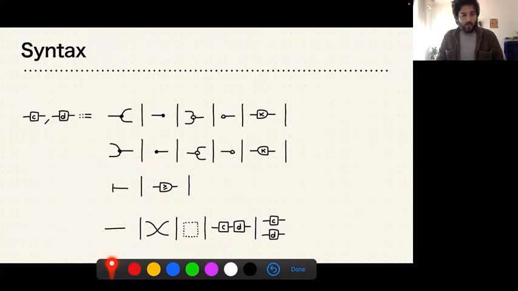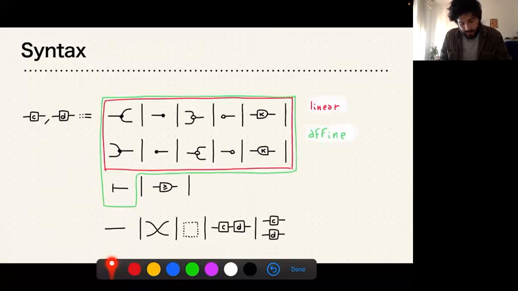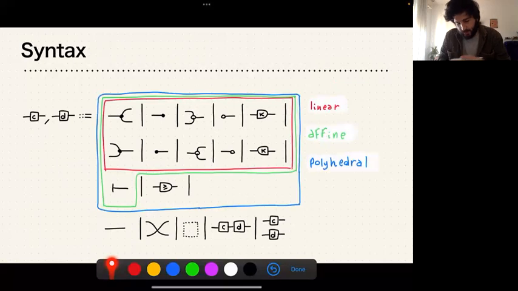As anticipated before, we can identify various kinds of relation in this language. For example, if we consider only the fragments made of the first 2 rows, we can represent linear relations. Then if we also add 1 more generator, we move to affine, and then if we consider all of them, we move to polyhedral.